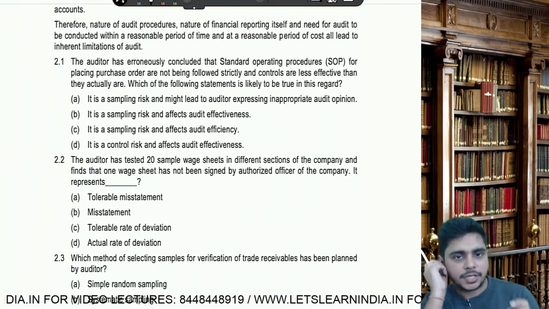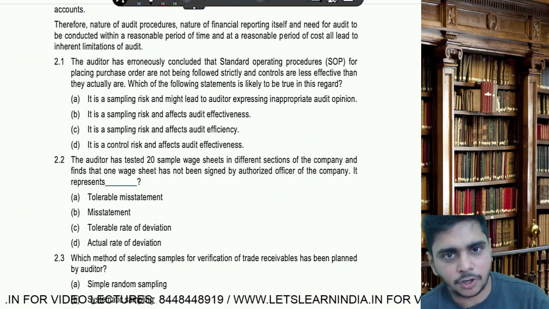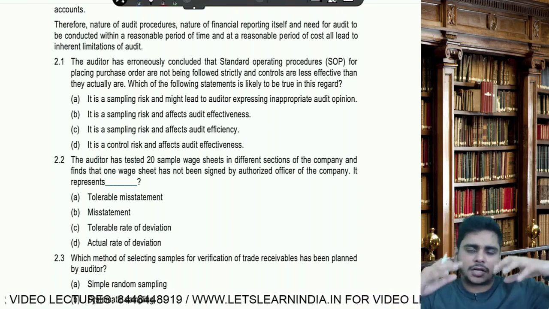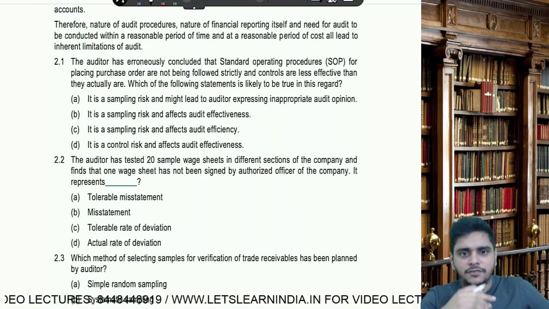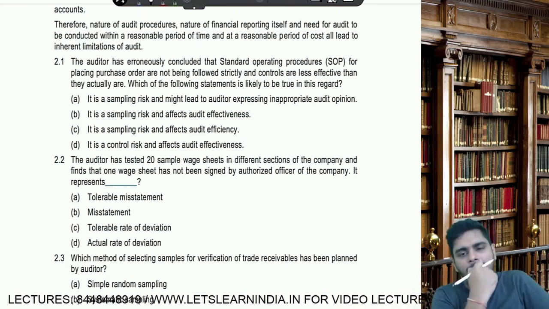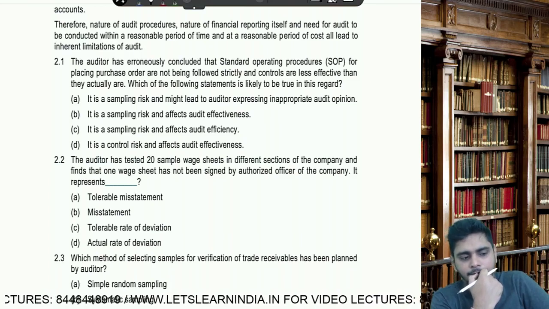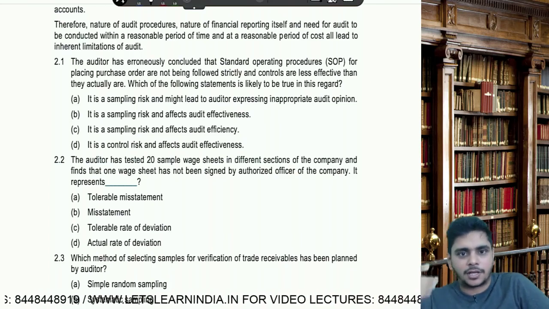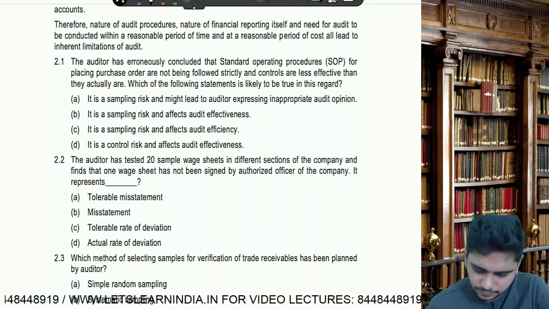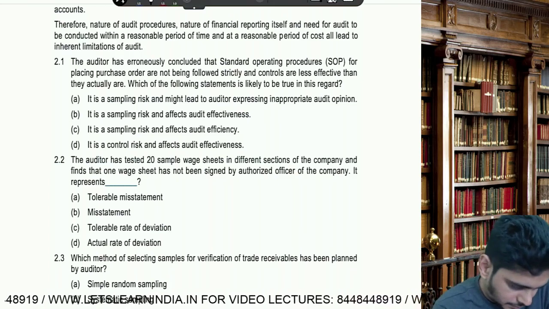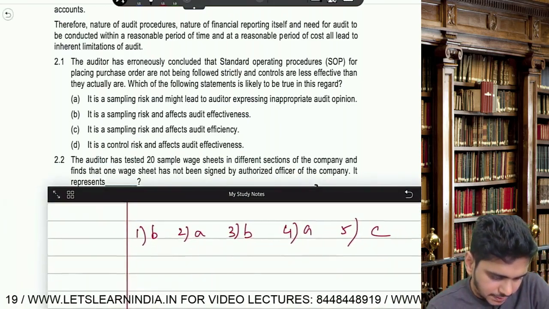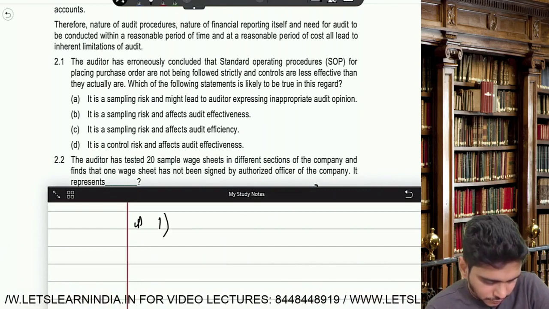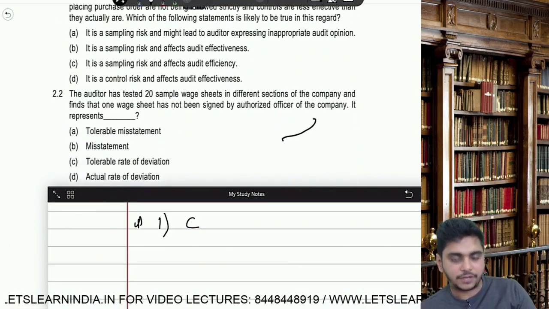Now, the auditor has erroneously concluded the SOP for placing purchases are not being followed strictly. That is, controls are less effective than they actually are. The controls are less effective than they actually are. Error 2. Controls are less effective. It affects my audit efficiency. It is a sampling risk. So first question, C, audit efficiency.